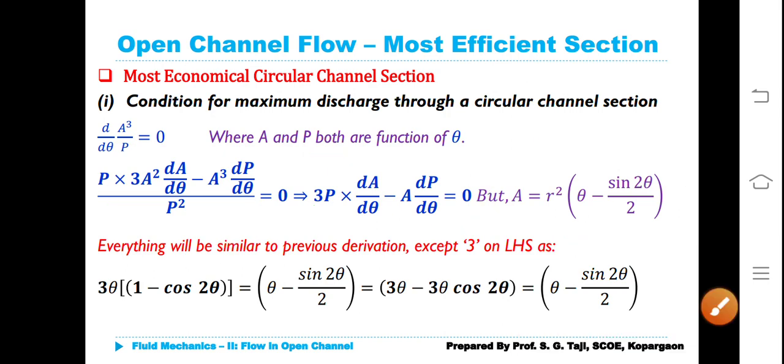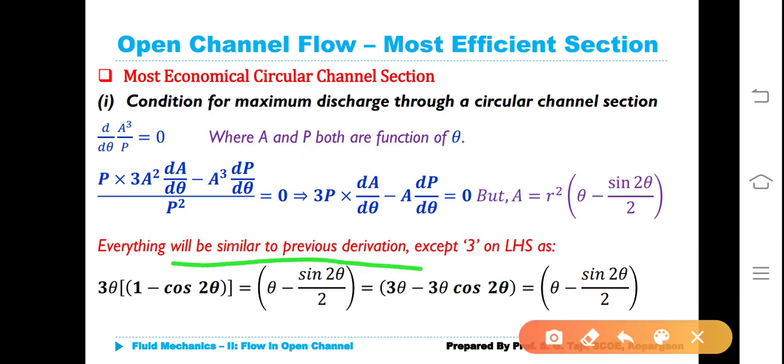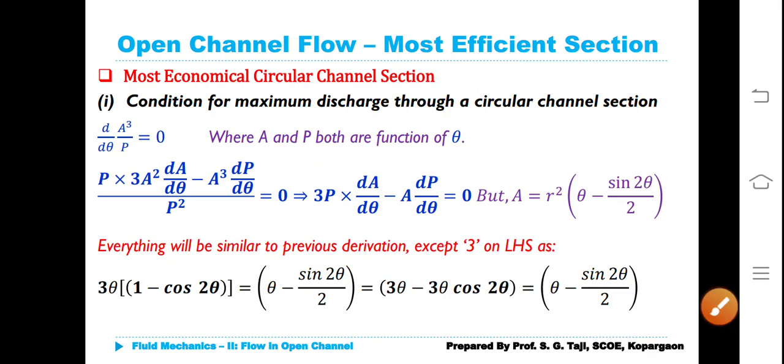Everything is similar to the previous derivation except for the 3 on the LHS, as 3 theta multiplied by 1 minus cos 2 theta is equal to theta minus sin 2 theta by 2, that is, 3 theta minus 3 theta cos 2 theta is equal to theta minus sin 2 theta by 2.